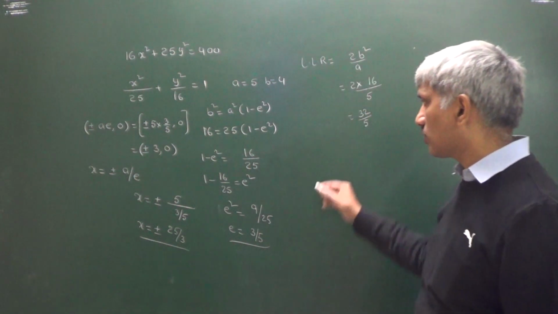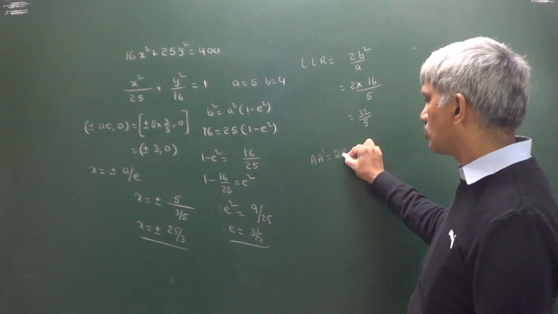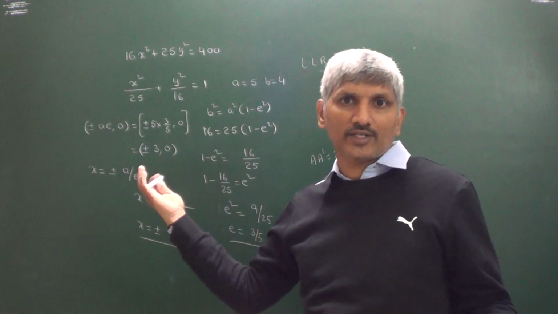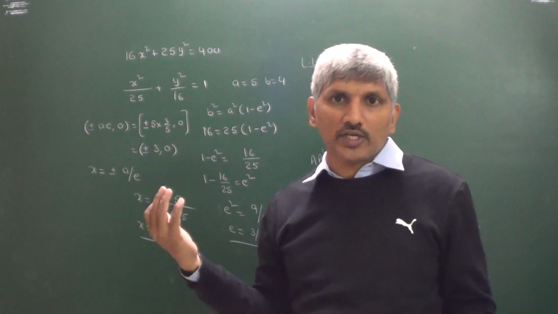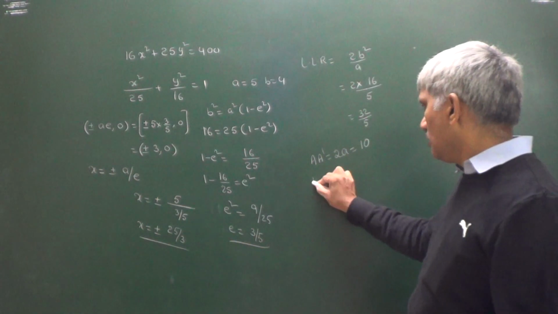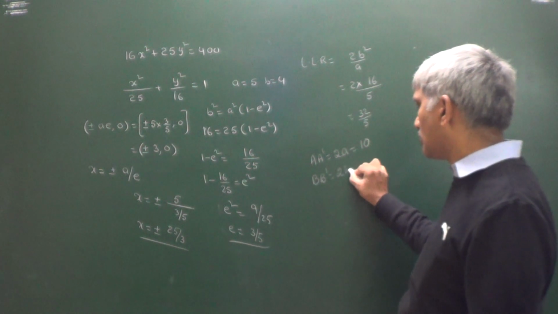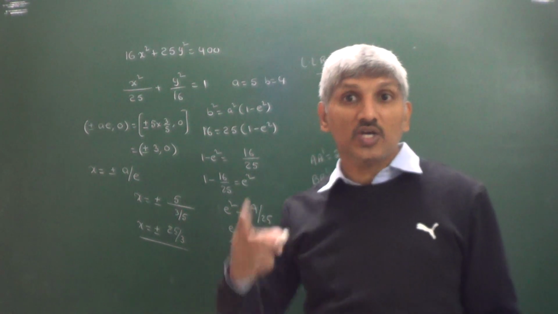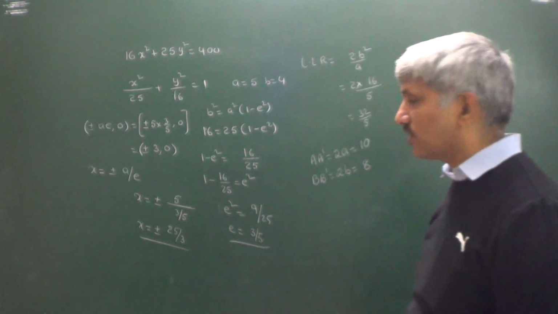Now, what about the length of the major axis? Major axis is A A dash. That is equal to 2a, that is equal to 10. What is the major axis? X axis is the major axis. What is the equation of major axis? The equation of major axis is y is equal to 0. So B B dash is called the minor axis and the length of the minor axis is equal to 2b, that is equal to 8. But what is the equation of minor axis? Y axis is the minor axis. The equation of minor axis is x is equal to 0.